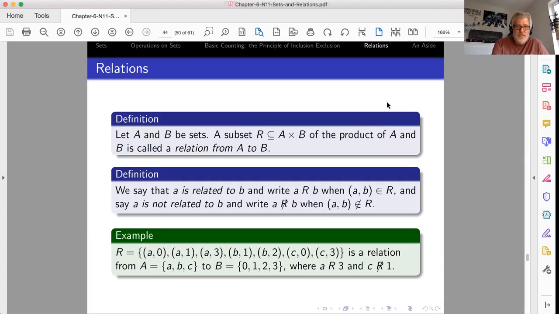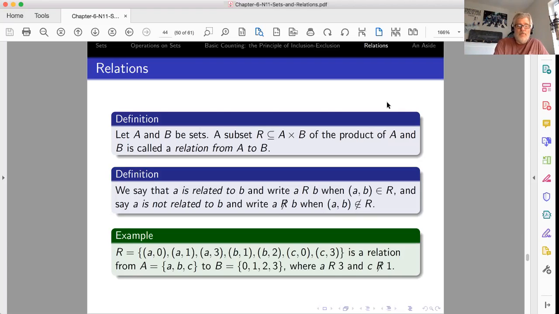More notation: we say that little a is related to little b when the pair (a, b) is in the relation. We also write a R b, a related to b. And if a is not related to b, it means that the pair (a, b) is not in the relation, and we write a not R b.